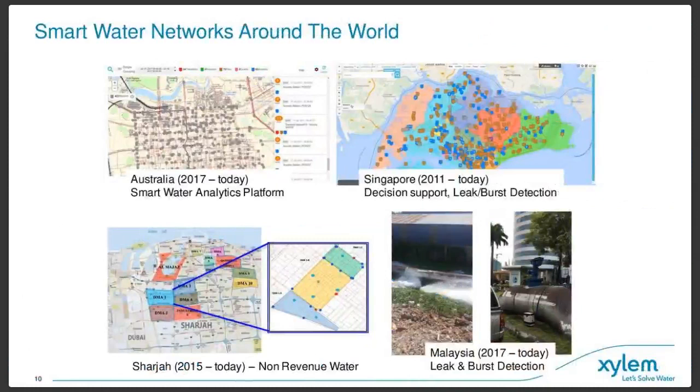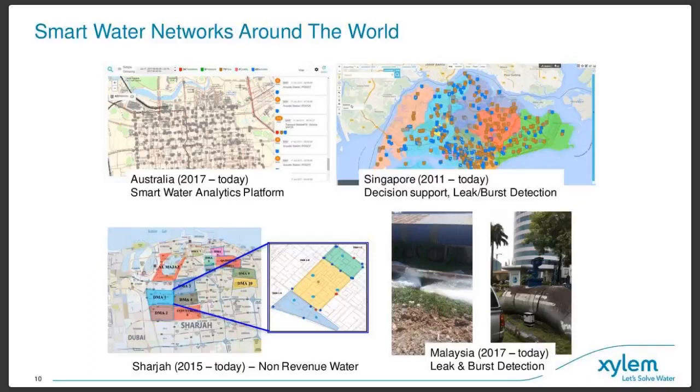So I gave a couple of case studies at the start, but there are utilities all over the world employing smart water networks to be more proactive and more predictive. A few examples are shown here. So Australia, as we mentioned before, from 2017, bringing all their data together in a smart water analytics platform. You've got Singapore. Since 2011, they've had a smart water network across their country to provide decision support and also real-time leak and burst detection.